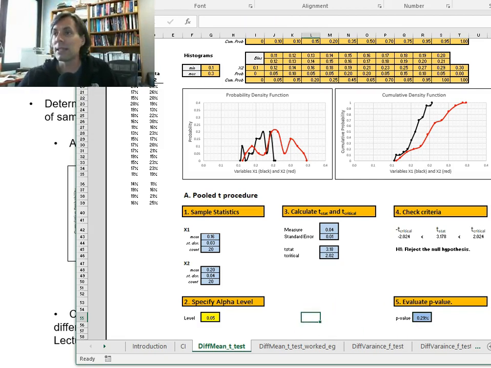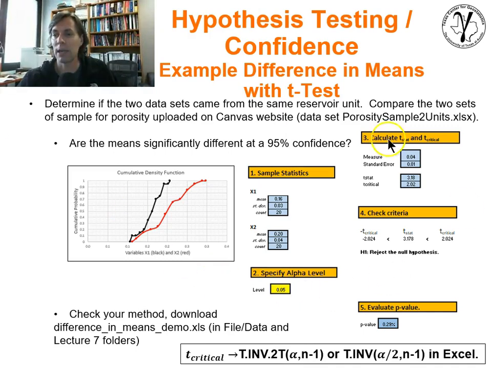Okay, so that's it. That's how you work through that problem right there. Okay, let's go back. I put the summary right here.